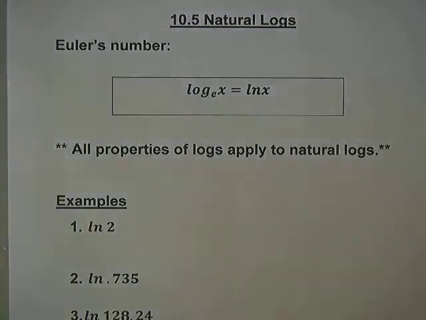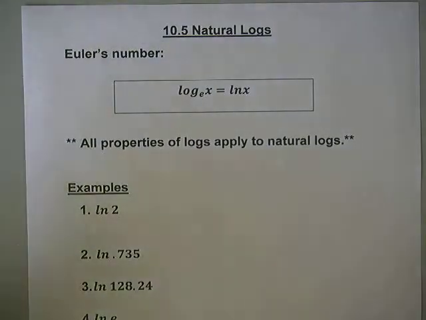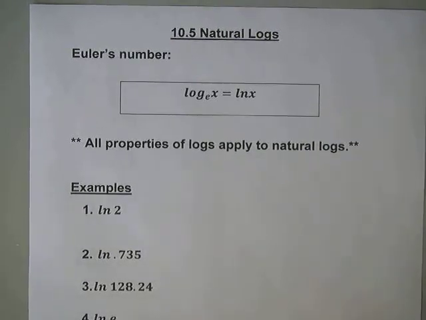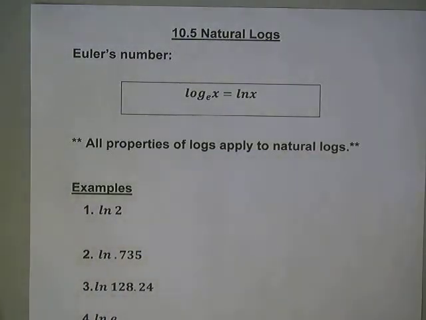Next, let's move on to something that will be completely different, and that is this thing called Euler's number, or natural logs. Natural logs are just a special type of log, kind of like how we have log base 1, log base 2, log base 10, log base 30. This is a special type of one, and it involves this thing called Euler's number.